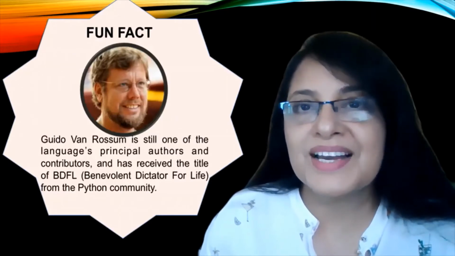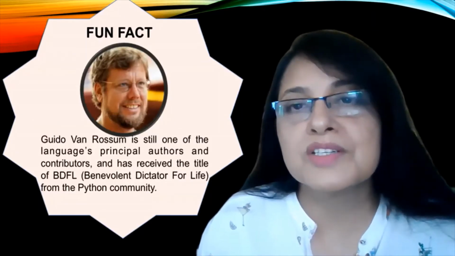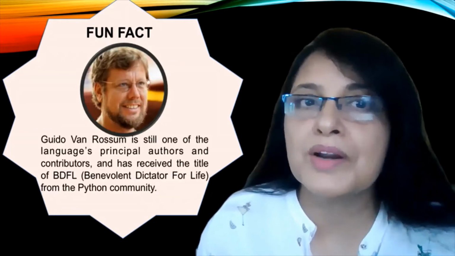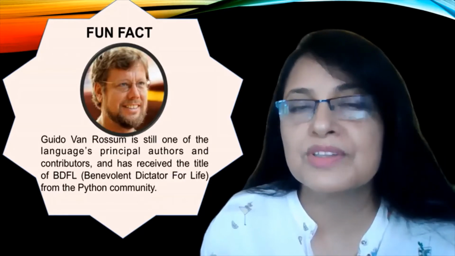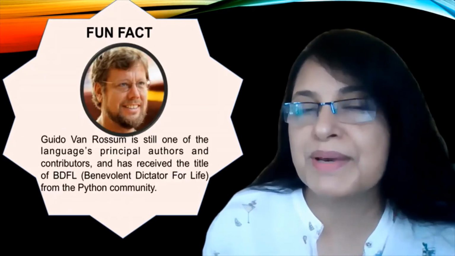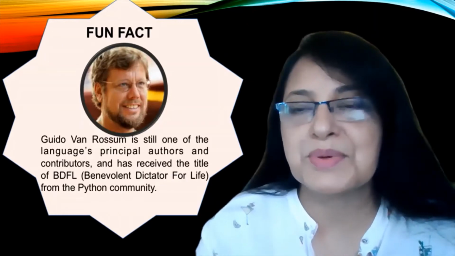Now, in the year 1990, Guido van Rossum introduced the world to a new programming language called Python. He's still one of the language's principal authors and contributors, and he's received this title of Benevolent Dictator for Life, lovingly from the Python community.